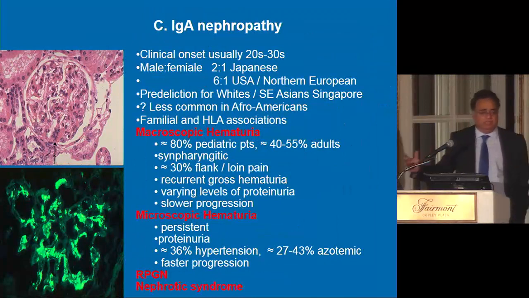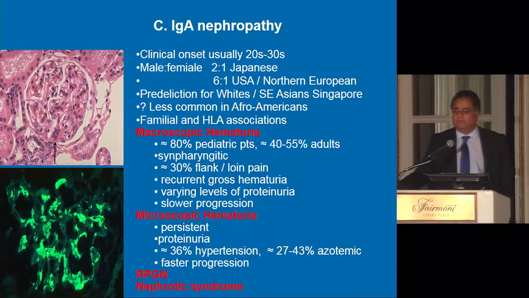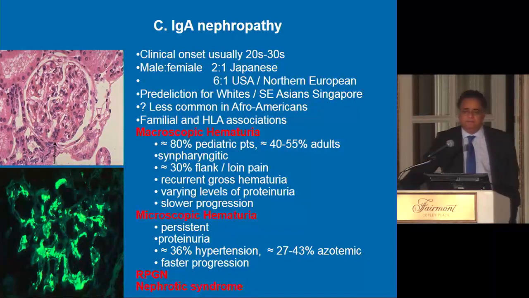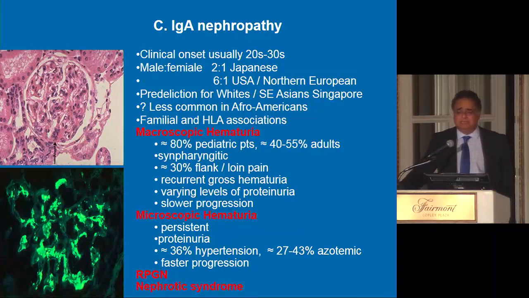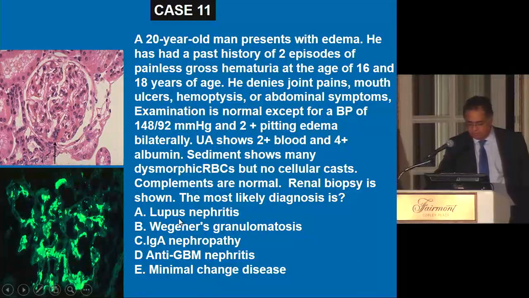Whenever somebody gives you a case of a 20-year-old male with episodic hematuria, more likely than not it's IgA nephropathy. You should think about that. The normal complements mean that this is unlikely to be an immune complex mediated process like lupus nephritis. So it's unlikely to be lupus nephritis because of that.